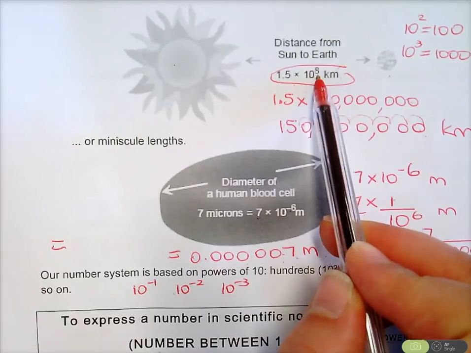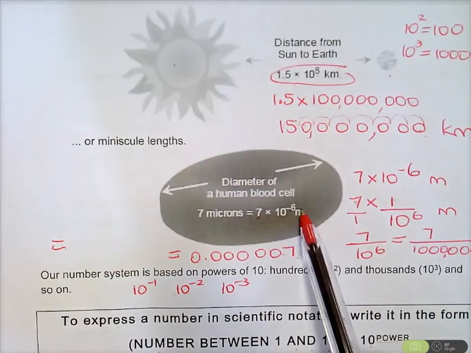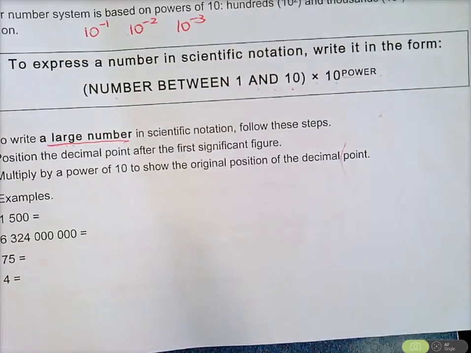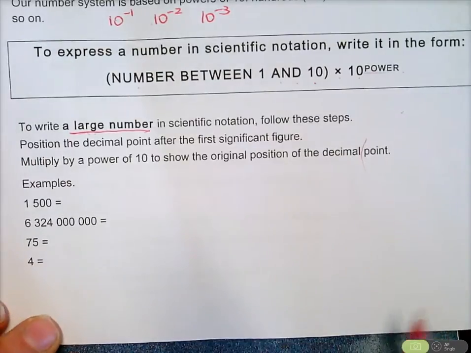All right, notice, tell me about the power for distance from the Earth to the Sun. Is it a positive power? And the human blood cell is a negative power. So large things will have the positive powers. Anything bigger than 1 will have a positive power. Anything smaller than 1, so all your decimals and very small quantities, will have negative powers.